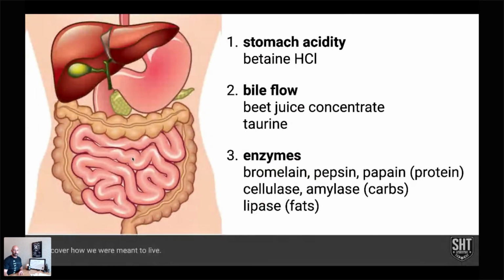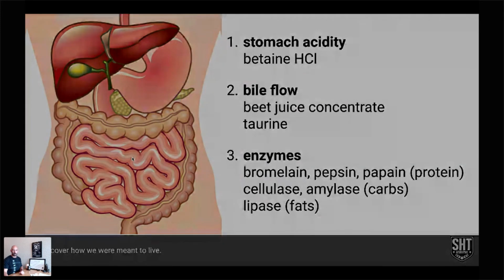All right, so for stomach acidity, we're looking for the nutrient betaine hydrochloric acid. For bile flow, we're looking for beet juice concentrate, and maybe taurine is a really good cofactor. Then for enzymes, we're looking for bromelain, pepsin, papain, cellulase, amylase, and lipase. Bromelain, pepsin, and papain are protein digesting enzymes. Cellulase and amylase are carbohydrate based, and lipase are fat based. So those are things that we can supplement with.